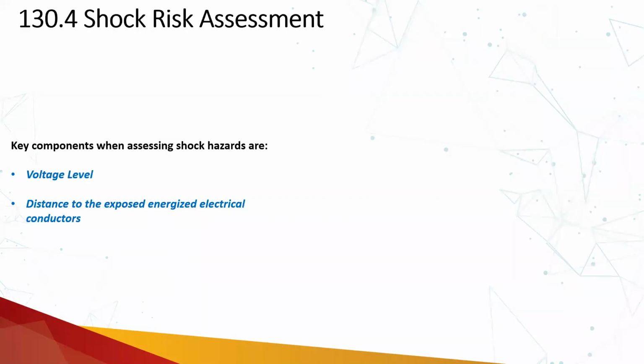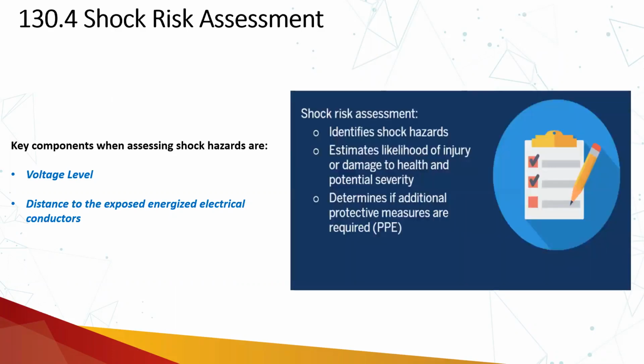During the shock risk assessment, what we are actually doing is trying to identify the voltage level to which the person will be exposed, and the distance to those exposed energized electric conductors. So what is basically the safe distance? We will come up with the limited approach boundary and the restricted approach boundary, and one of the outcomes of the shock risk assessment will be the voltage level. The shock risk assessment identifies the shock hazard, estimates the likelihood of injury or damage to health and potential severity, and determines if additional protective measures are required. That is related to personal protective equipment.